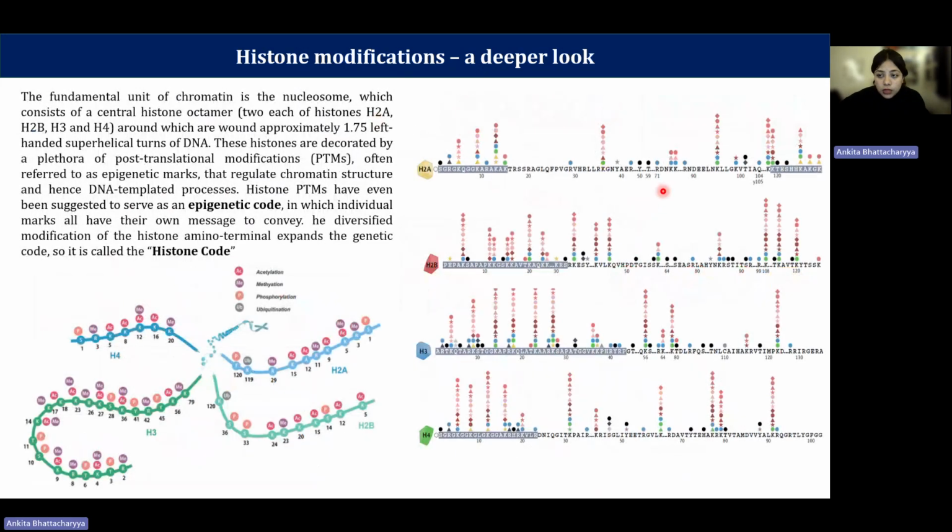Now, within each amino acid sequence, you can see that there are certain patches which have been indicated. These are part of different histone entities or histone bodies, and you can see that there are certain residues which carry a huge range of modifications. So this enhances the degree of control which is executed by these epigenetic modifiers, which are able to add or remove a certain type of group.